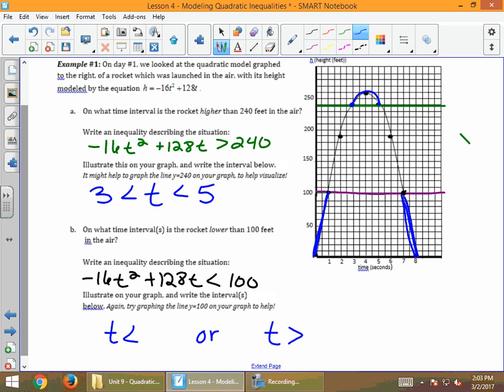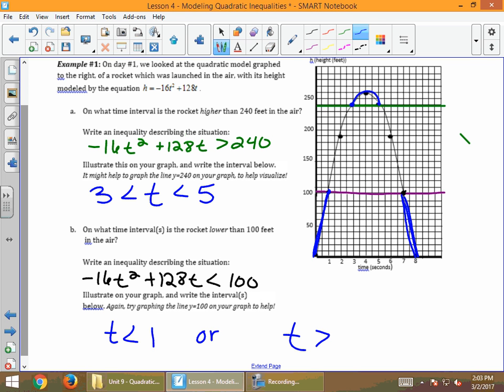Okay? And I'm going to write it like this for what we're doing later. I'll write it like that as well. We'll change it. Okay, so when does our graph start being below 100 feet? Yeah, 1 second, right? So anything less than 1 second is where our graph is below 100.